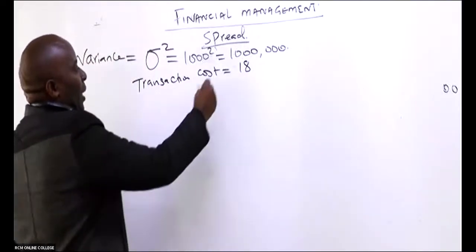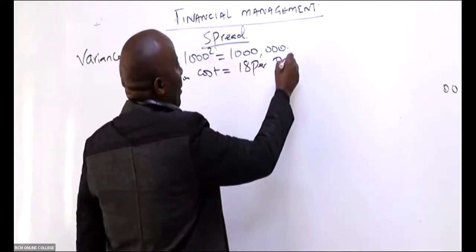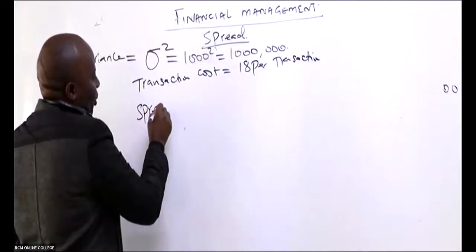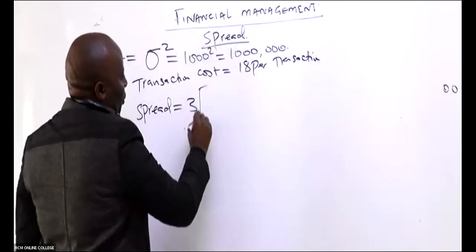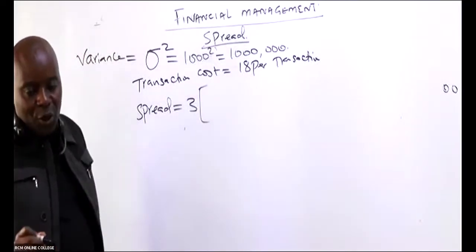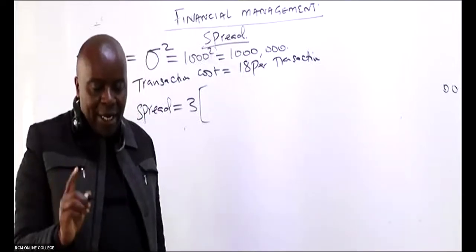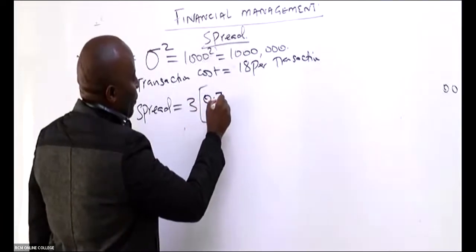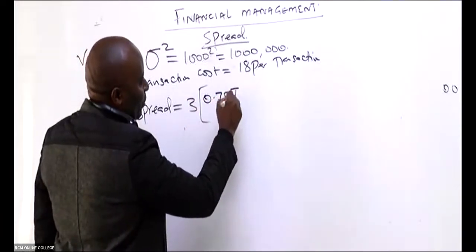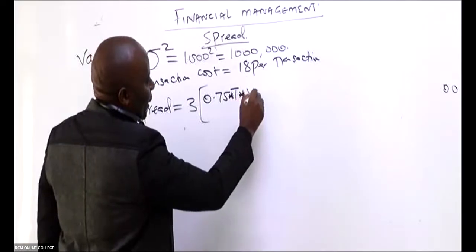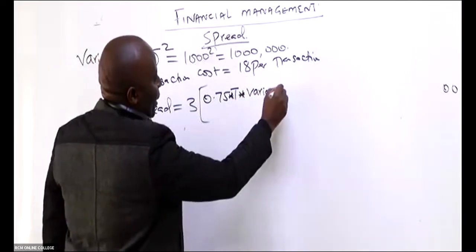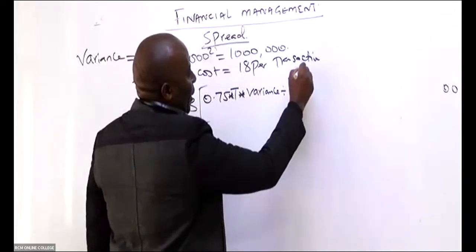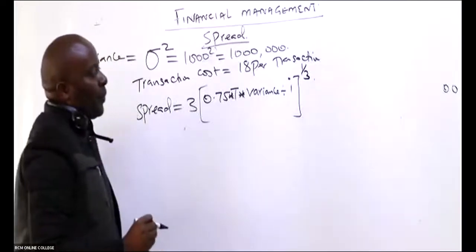And now you can come up here and give us what we call the spread. Inside these brackets, once you write 3 there, you'll be able to write the formula, which will be 0.75 times transaction cost times variance, divided by the interest I, and then raised to a third.